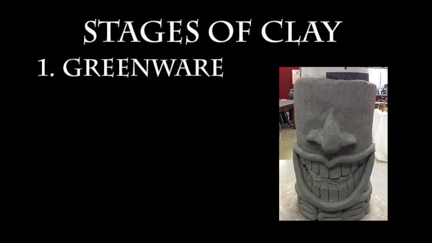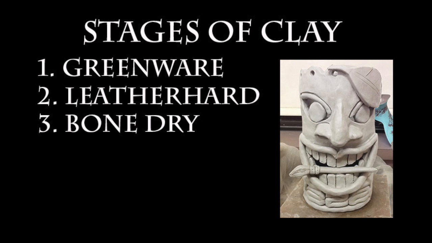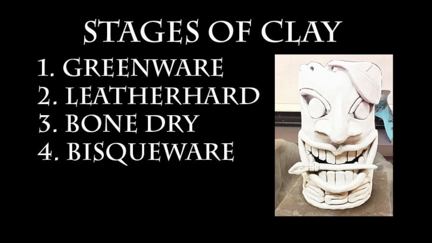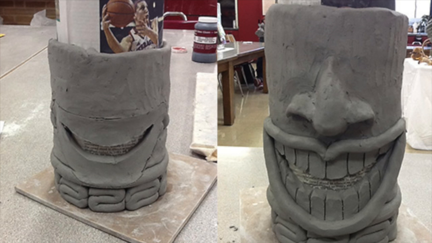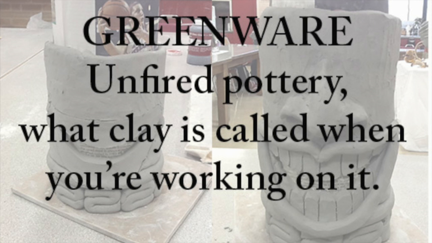So now that we've talked about the tools you'll use, let's talk about the stages of clay. During the process of making a project, your clay goes through 5 stages. It's important to know what stage you're working on so that you'll know what you can and can't do with the clay. Greenware is the first stage of clay, and it's what you call your project when you're working on it. It's wet enough to carve into, add clay to, and draw in.